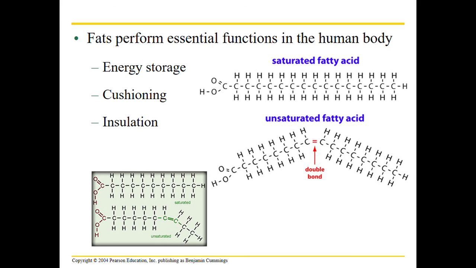and makes it more complex. It doesn't allow everything to sit on top of each other as well as it does in the saturated fatty acid chain, right? So it's not as easy as it is in the saturated fatty acid chain.